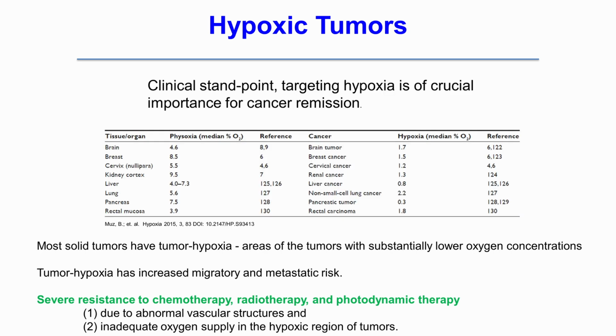So if you look at the oxygen level in different organs, and then in hypoxia you can see the oxygen level is much lower as compared to the normoxic cells.